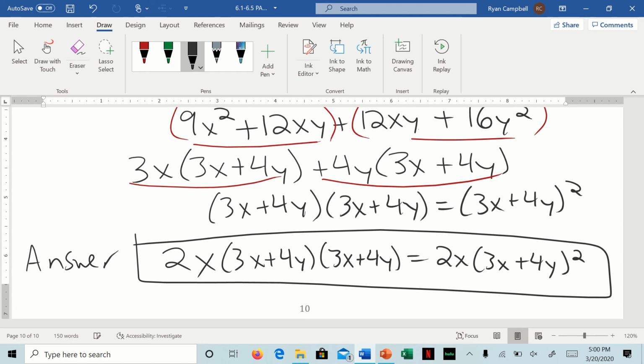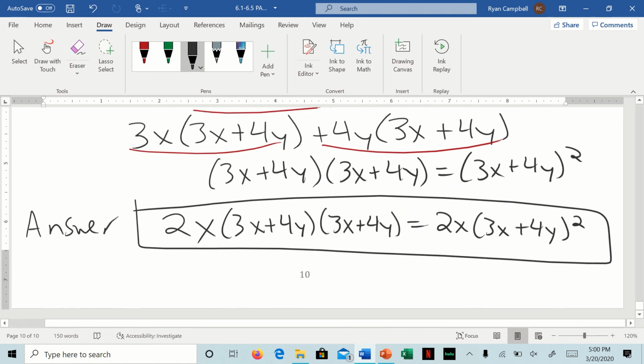Good. And that's it. So hopefully between all of these, factoring is simple and easy now. And as always, if you have any questions, just let me know.